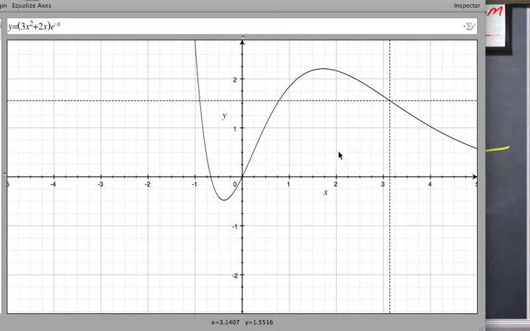So we've solved everything there is to know about this problem: our inflection points, minimums, and maximums.